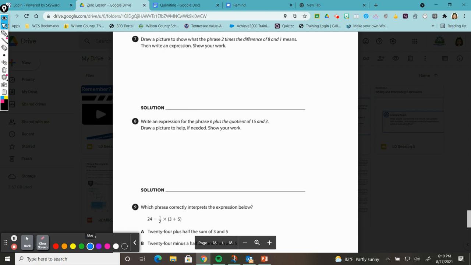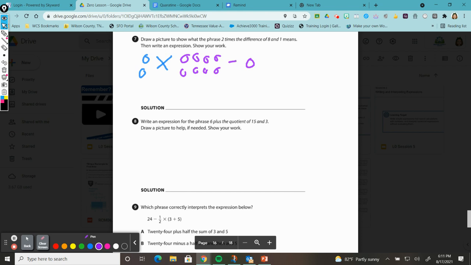So if we want to draw a picture for 2 times, that means that we're going to multiply 2 times the difference. So if you have another color here, I would use a different color. 2 times the difference of 8 and 1. And difference says that we are subtracting.